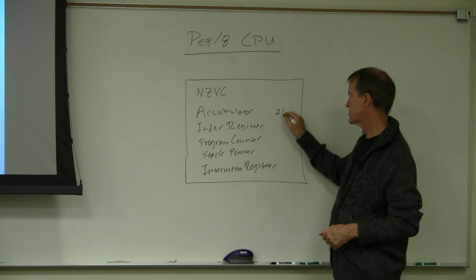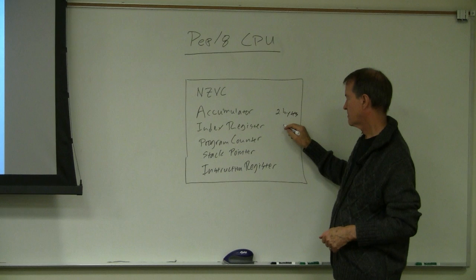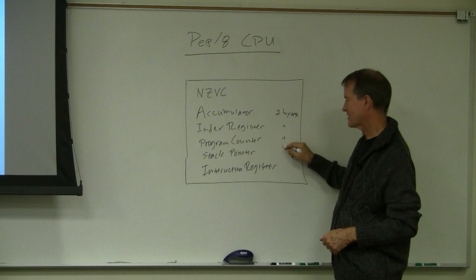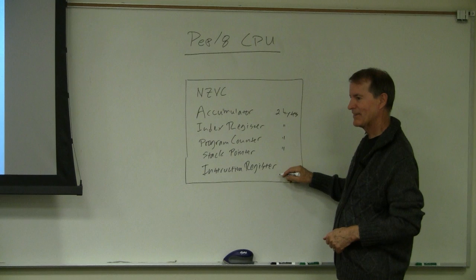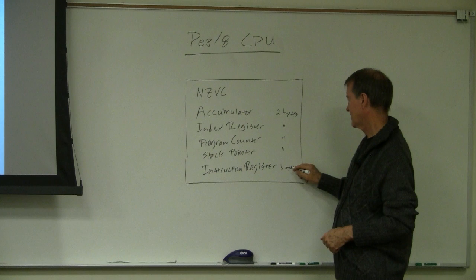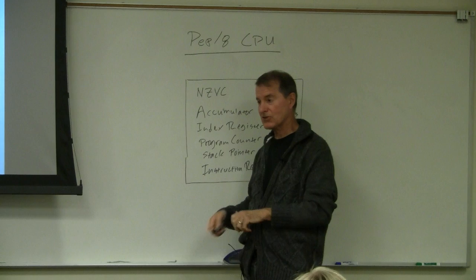Index register? 2 bytes. Program counter? 2 bytes. Stack pointer? 2 bytes. Ah, but the instruction register? 3 bytes. Remember that? Because an instruction could be 1 byte long or it could be 3 bytes long. So maximum size. All right.